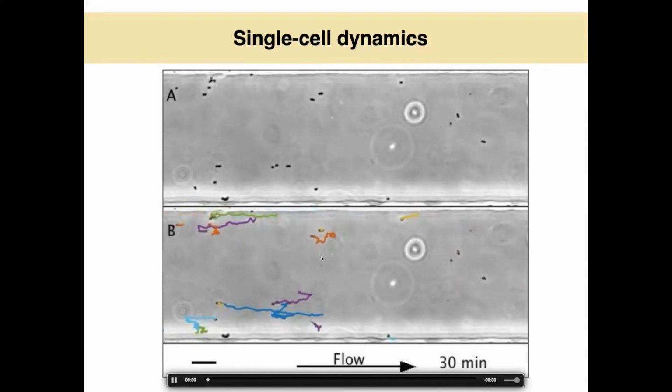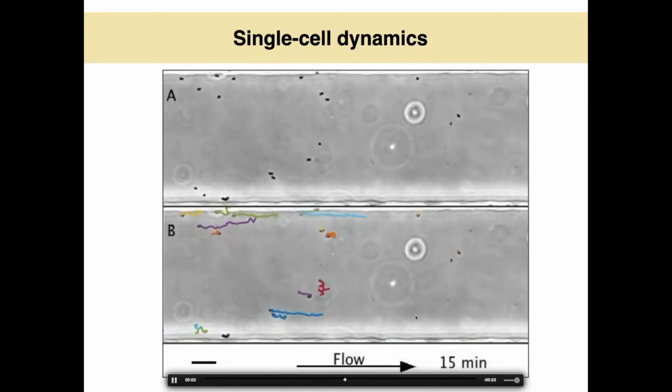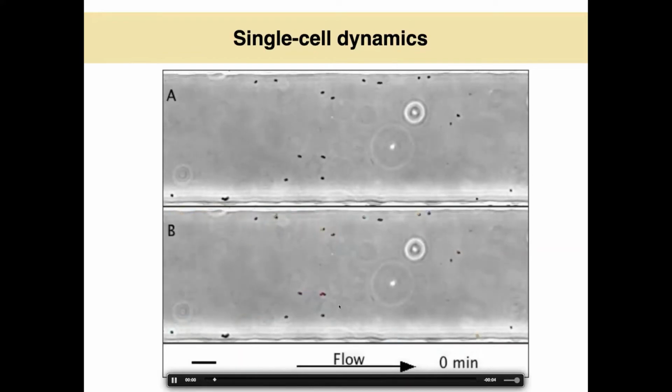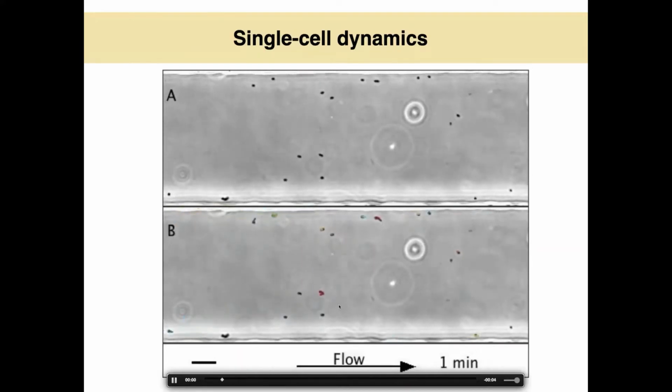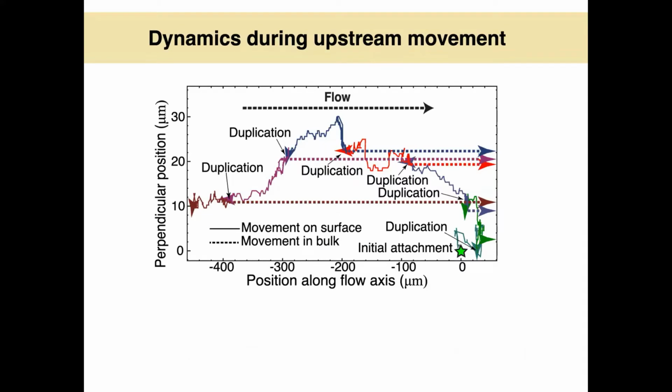Sometimes they go a little bit sideways. And in some cases, some will actually leave the surface. And when they leave the surface, they get swept downstream really quickly, okay? And so we can trace a single cell. Yes, go ahead.